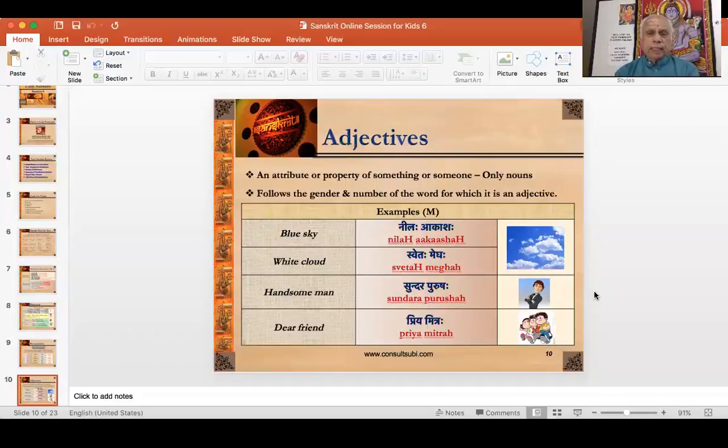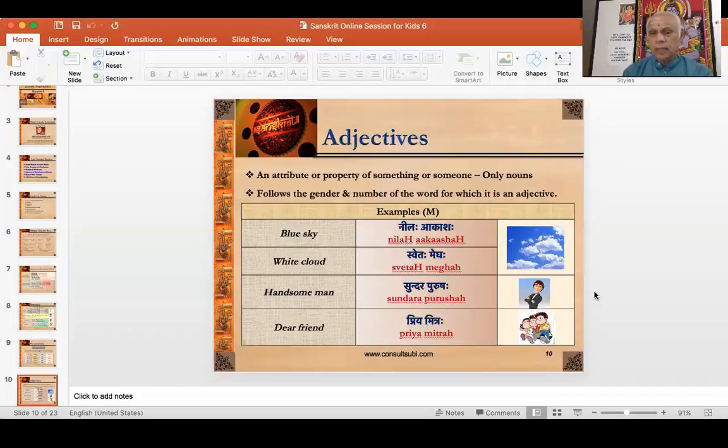Adjectives. What is an adjective? Adjective is something which describes the quality or attribute of something or someone. Like you say, a handsome man. Handsome is adjective. A beautiful girl. Beautiful becomes adjective. Blue sky. Blue is describing the sky. It is an attribute of the sky. Therefore, blue becomes adjective. For example, Neelaha Akashaha.